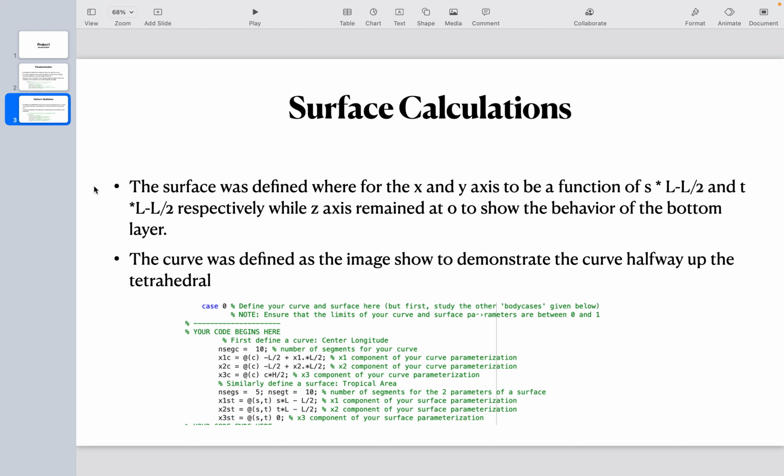For the curve, I decided to describe the curve at the halfway point for the tetrahedron, and as you can see, it's z equals h over 2, and then it shows the x component as negative L over 2 plus x1 times L over 2, and for the y component it's negative L over 2 plus x2 times L over 2.